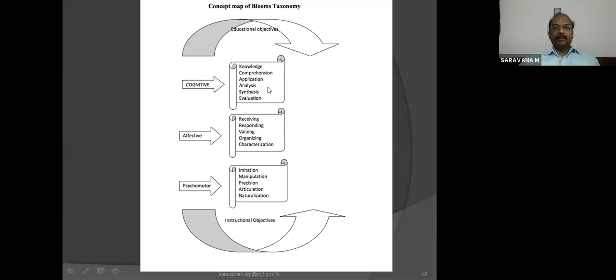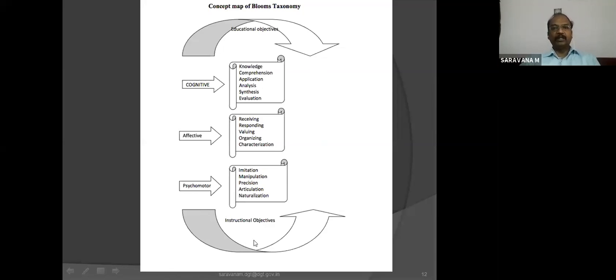These are the major components of the cognitive domain. And the affective domain: receiving, responding, valuing, organizing, characterization. And the psychomotor domain: imitation, manipulation, precision, articulation, and naturalization. And you see here instructional objectives. So these elements are used, and it will help to write the instructional objectives systematically, and educational objectives also.